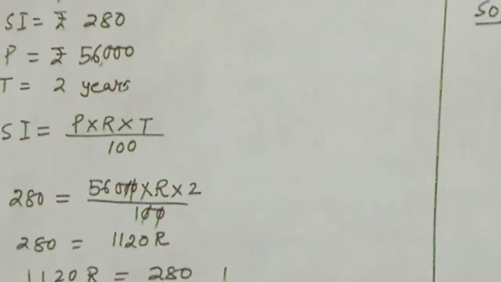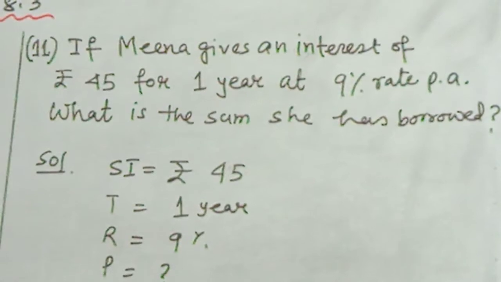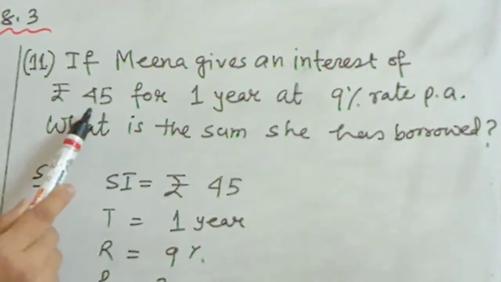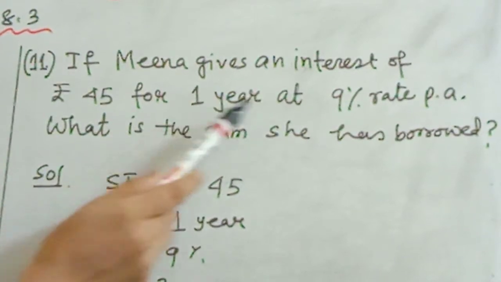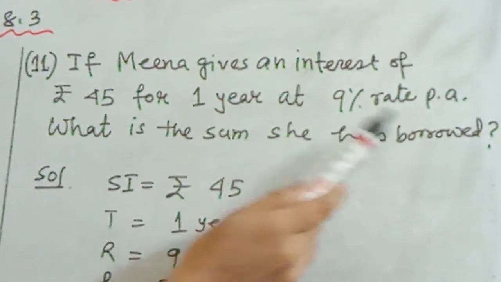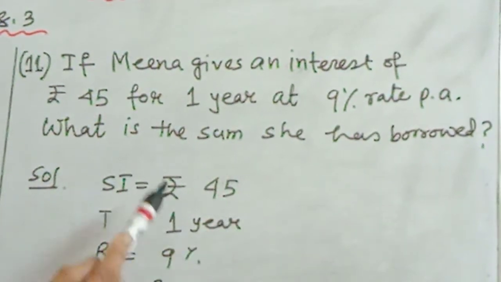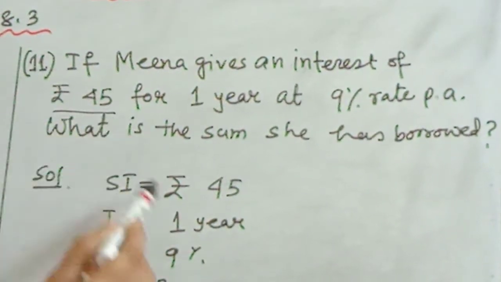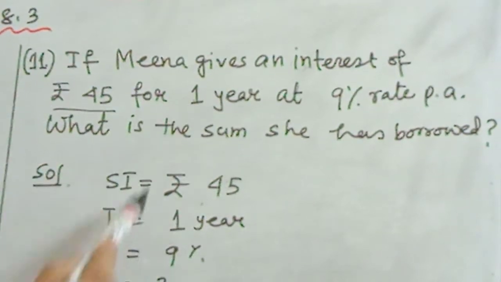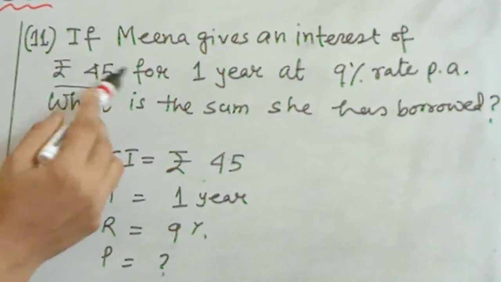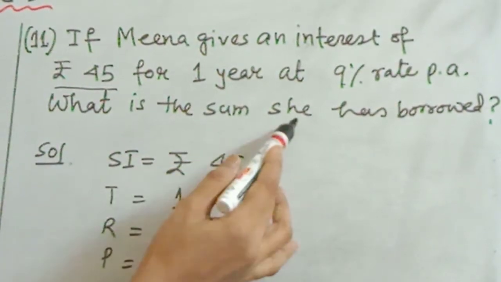Come to the next question. Now in question number 11, if Meena gives an interest of rupees 45 for 1 year at the rate of 9% per annum, what is the sum she has borrowed? Here see again, simple interest is given rupees 45, time 1 year, rate 9%. What is missing? Find the sum that she borrowed.